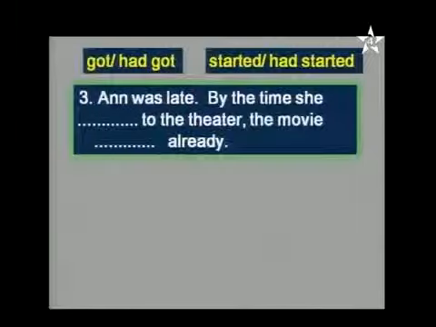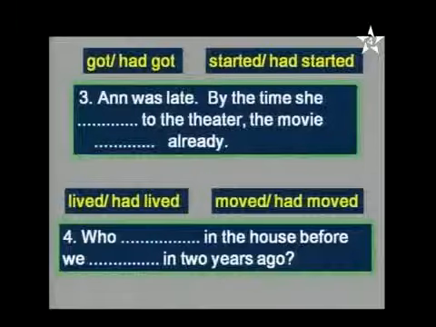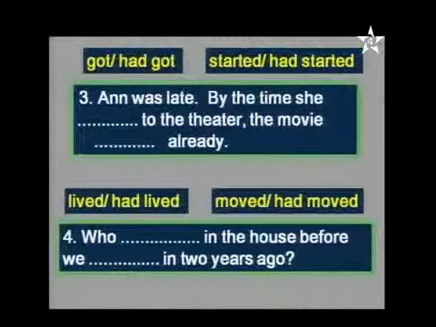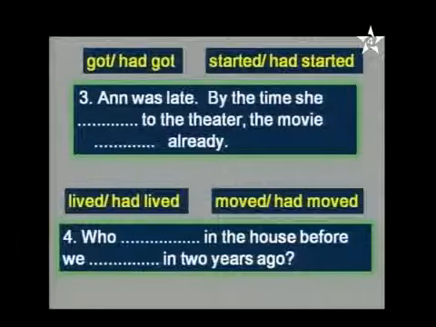Anne was late. By the time she got, or had got, or had gotten, as you like, to the theater, the movie started, or the movie had started. Number four, who lived or who had lived in the house before we moved or had moved in two years ago? Look at number three. What happened first? And what happened second?